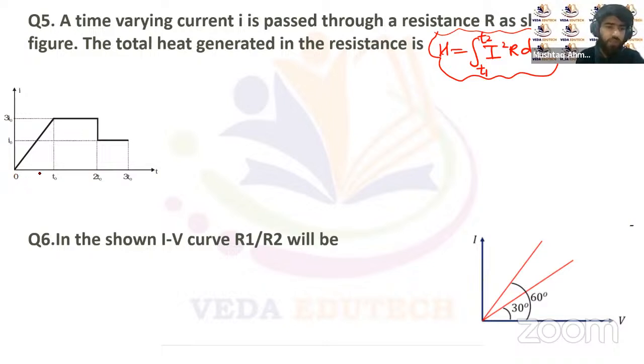Now you can see here from 0 to t naught, the current is a function of time. It's a straight line from 0 to t naught. The current I between 0 and t naught will be written using the slope of this straight line, that is 3 I naught upon t naught. This will be the slope, multiplied by the time t, and the intercept here is 0, so we'll add 0 to it.